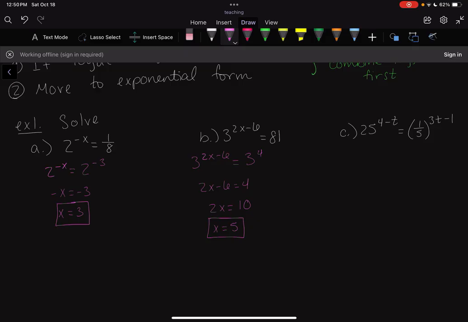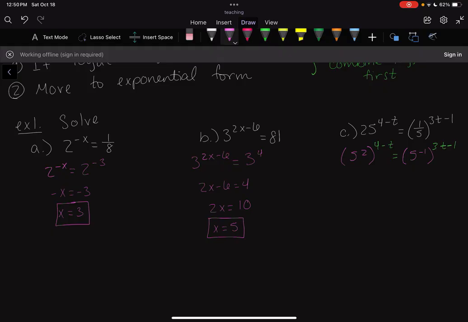For part C, I can see that 25 and 1 over 5, I can write them both with a base of 5. So 25 I can write as 5 squared, and then I'm leaving the top there. Now 1 over 5 I can write as 5 to the negative 1, and again I'm leaving the rest alone. Now when you have exponents separated by parentheses like that, you multiply them.